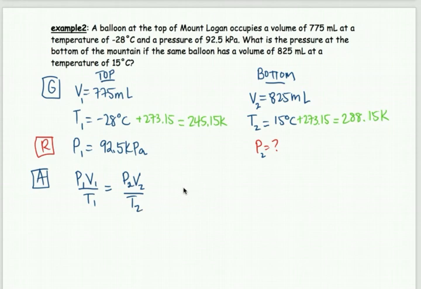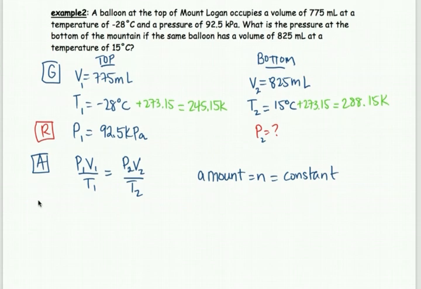Remember, I know to use this one because we know that the amount, which is n, is constant. I have a balloon with gas in it, and we're going to assume that the balloon can't leak out the gas. I have that at the top of the mountain, and then I take it down to the bottom of the mountain. I haven't added any more gas into the balloon, and I haven't let any of the gas out, so we have a constant amount. That's the condition we use the combined gas law with. In a few days, we're going to look at a different law where the amount is changing.